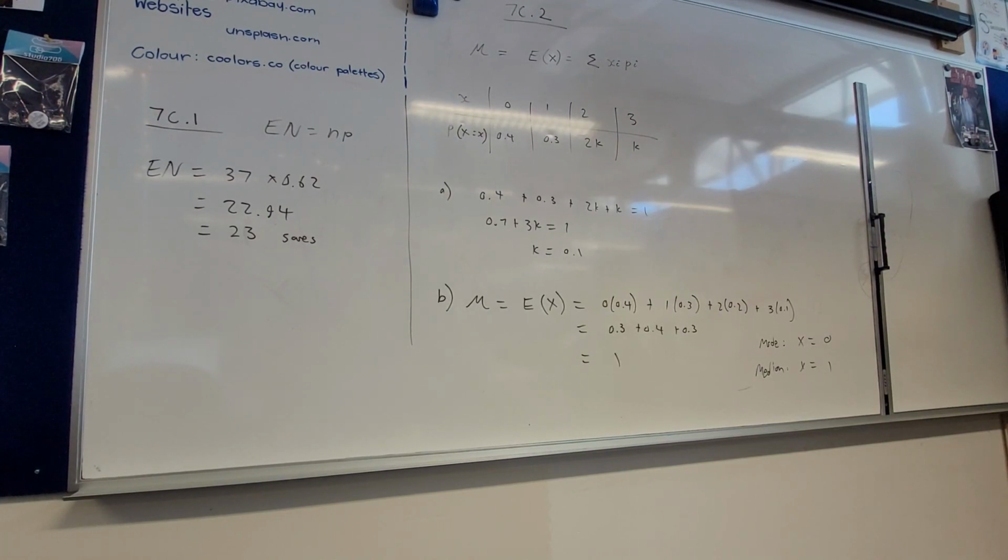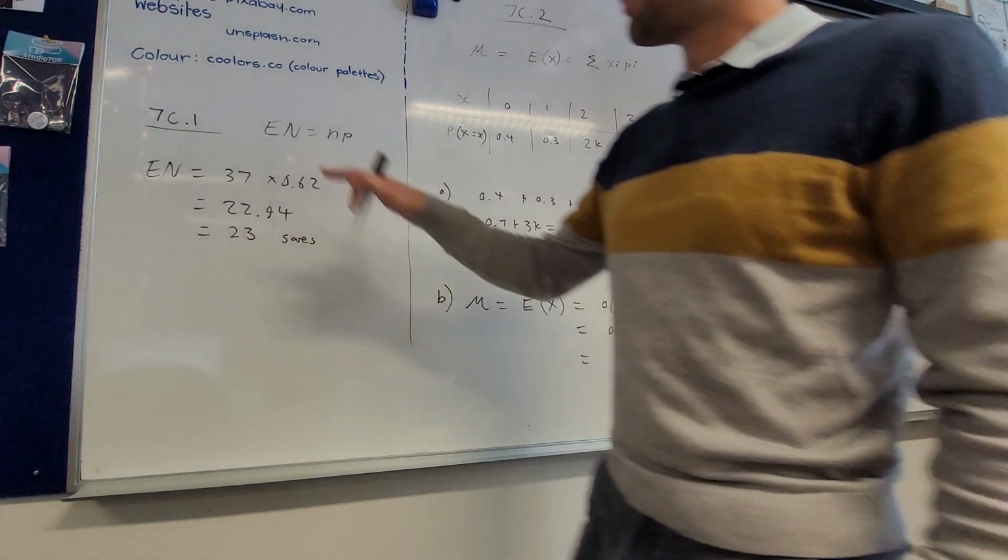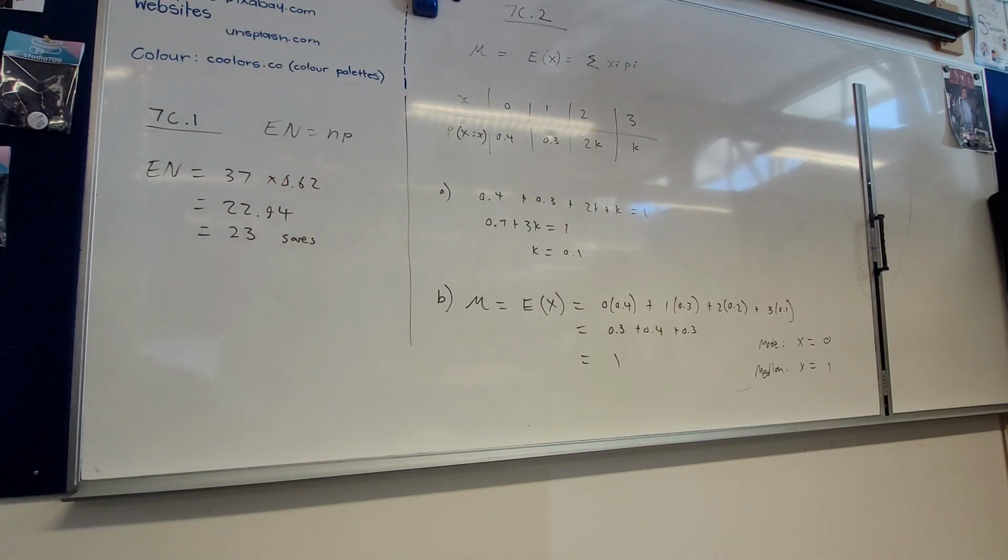So I think have a watch, have a look, and then write the notes down as you see fit. So the first one is 7C.1, and this is just a basic probabilistic calculation.